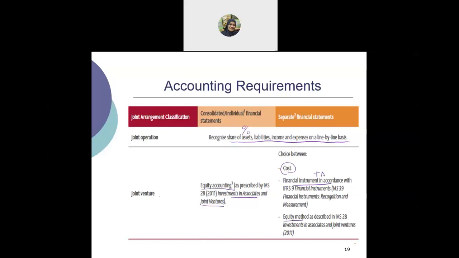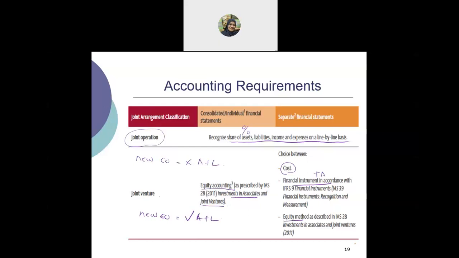Yeah. Okay. So this is what you have for the joint operation. You need to differentiate joint operations here: a new company but no assets or liabilities, okay, this one is a new company; versus a new company with assets and liabilities. Yeah. So that is the difference between joint operations and joint ventures. And then the accounting treatment for a joint venture is similar to that for an associate.